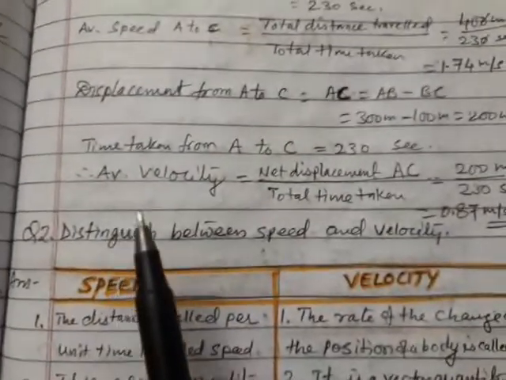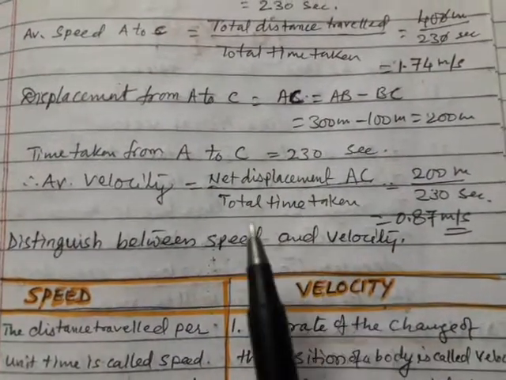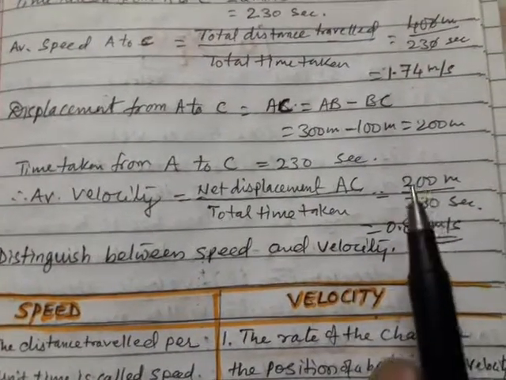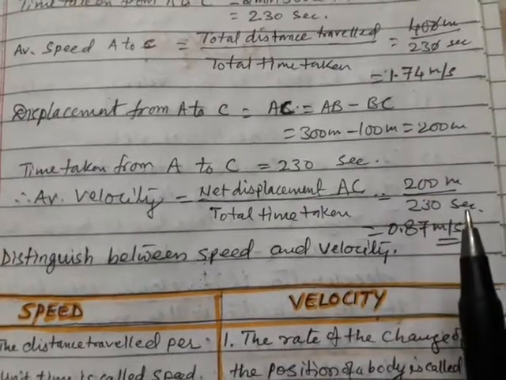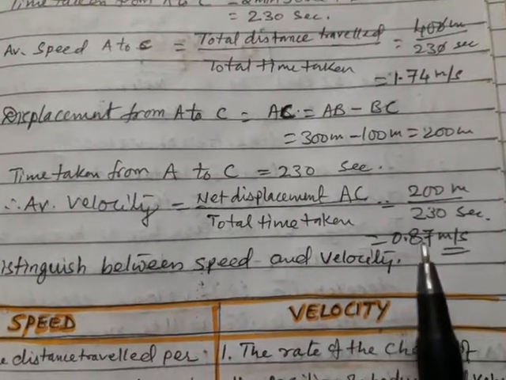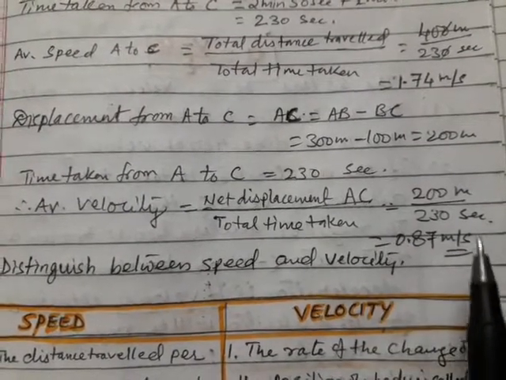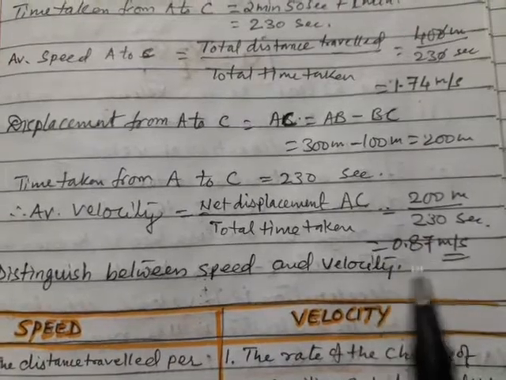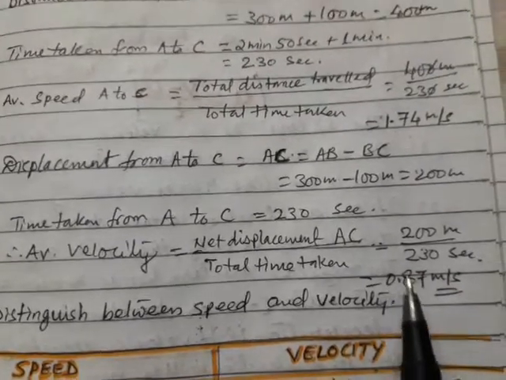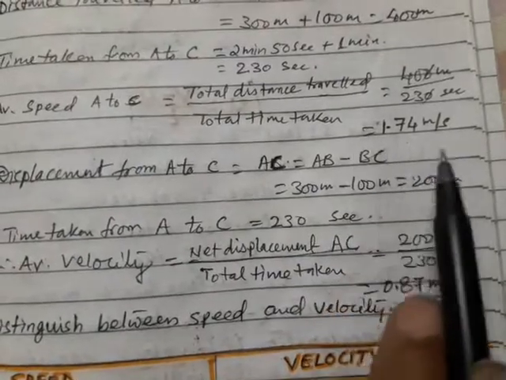Therefore, average velocity is equal to net displacement AC by total time taken. This is 200 meter by 230 second, which comes here 0.87 meter per second. So dear students, you see that here the average velocity is different from this average speed.